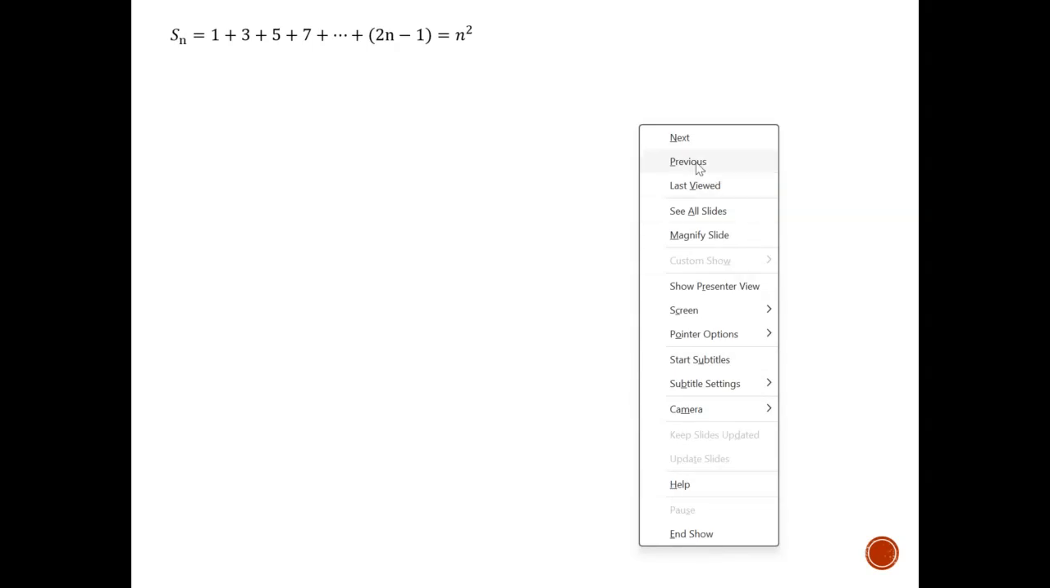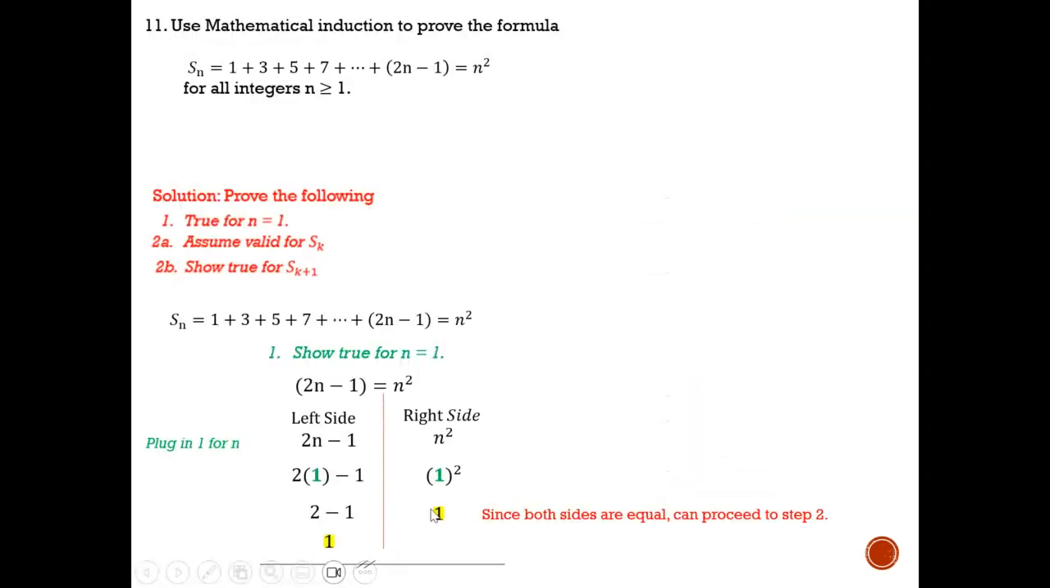Now, let me go back real quick. And also, guys, this is the way they wanted you to prove it at a university. Because here at the bottom, you have a line with two dots across it. That means that the first step is done. Now, I have to assume true for S_k.